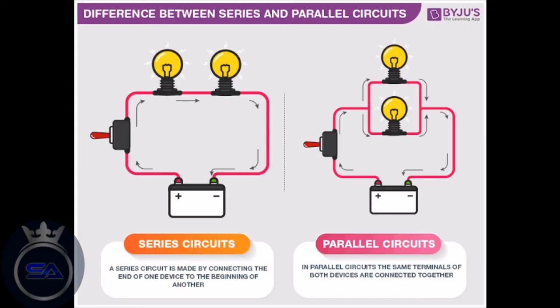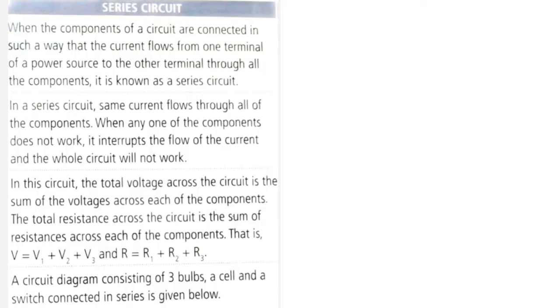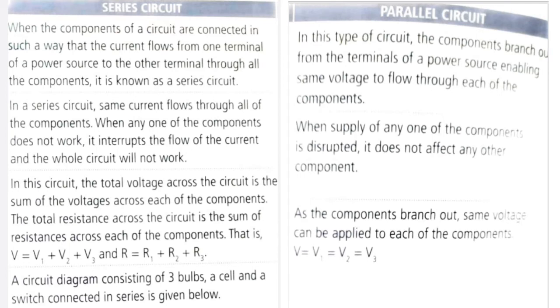Next subtopic is difference between series and parallel circuits. The following table will explain the difference between them. First one is series circuit. When the components of a circuit are connected in such a way that the current flows from one terminal of a power source to the other terminal through all the components, it is known as a series circuit.